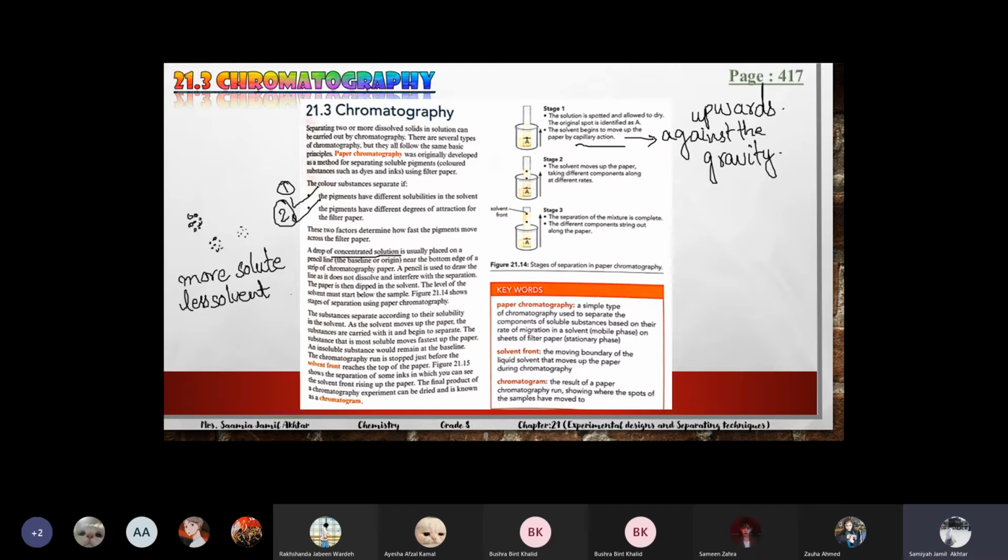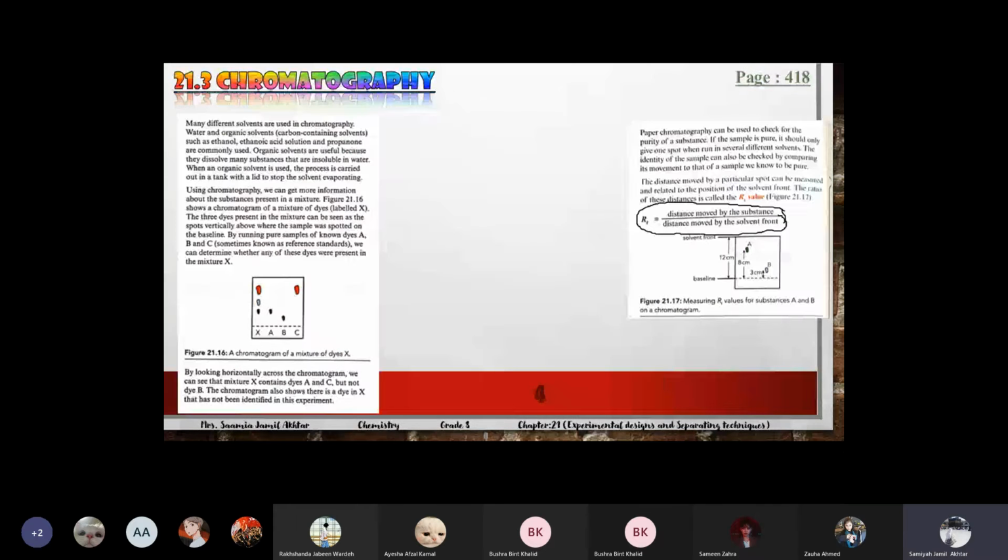The whole explanation is written: solvent front, till where the water travels. In the last, it's written about the chromatogram. The filter paper on which we have done chromatography is known as a chromatogram, after it has been dried. The keyword definitions are written: paper chromatography, solvent front, chromatogram. Then on page 418, it's written about the solvents. Different solvents can be used for different types of substances.